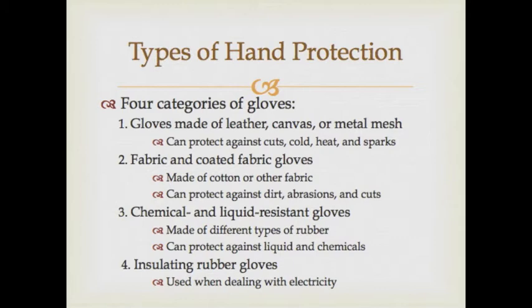The third category of glove is a chemical and liquid-resistant glove. These gloves are made of rubber or plastic or a combination of both. And as a general rule, the thicker the glove, the more protection. However, this concept can have a negative impact on safety because a thick glove will impair hand grip and hand dexterity.